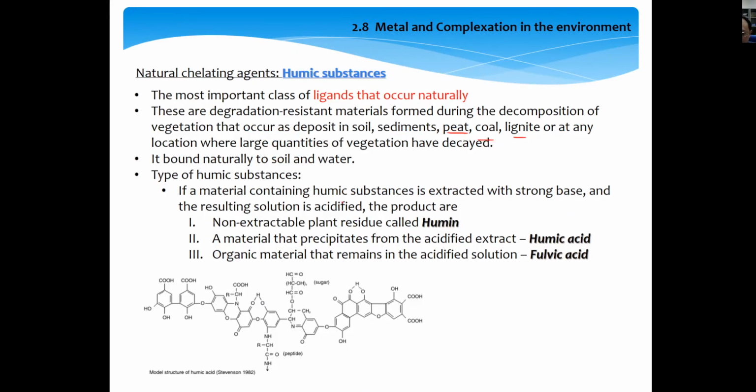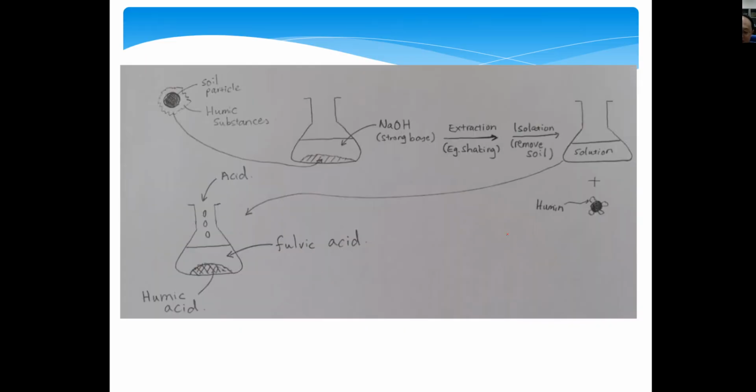Okay, so we have three types of humic substances. The first one is called humin, the second one is called humic acid, and the third one is called fulvic acid. This is an example of parts of humic acid. Let's take a look at the difference between these three. You have to imagine you have a soil sample which is coated with humic substances. In this case, you put the soil into a conical flask, soak it with sodium hydroxide, and shake it.